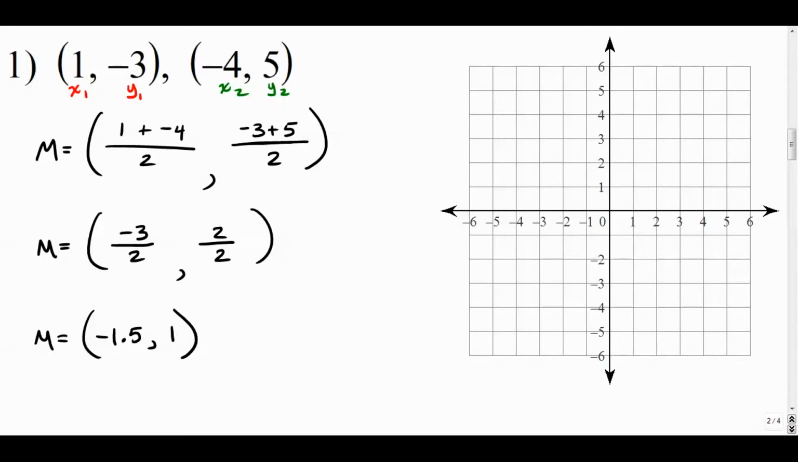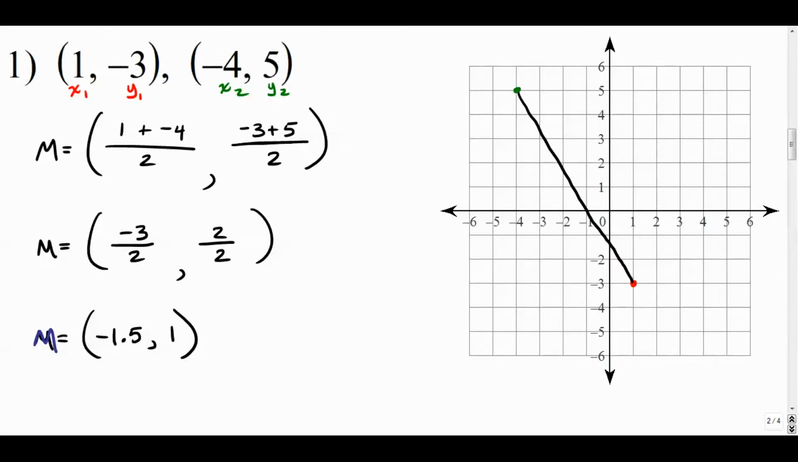Now I have a graph over here so we can hopefully make some sense of this. I'll plot my red point, 1, negative 3, so that's going to be down here. And I'll plot my green point, negative 4, comma 5, all the way up here. Now the middle between these two, the midpoint, we said is at this location. So I'll put that in maybe a blue.